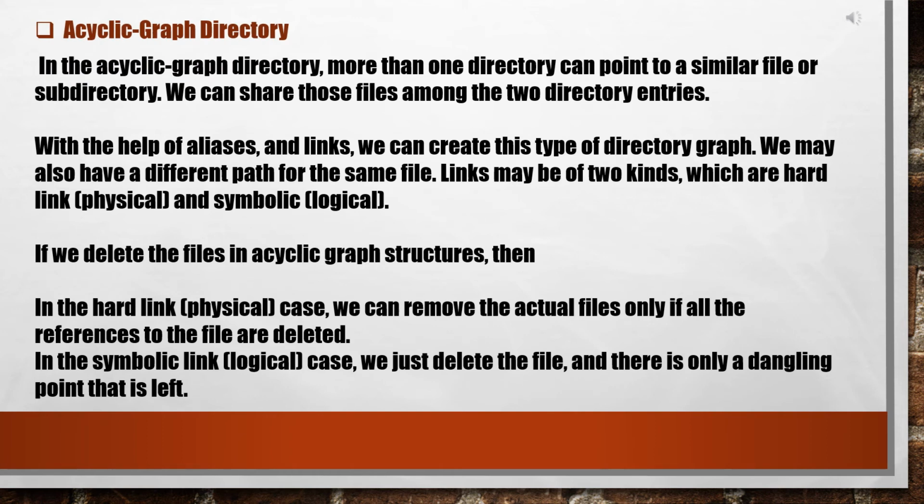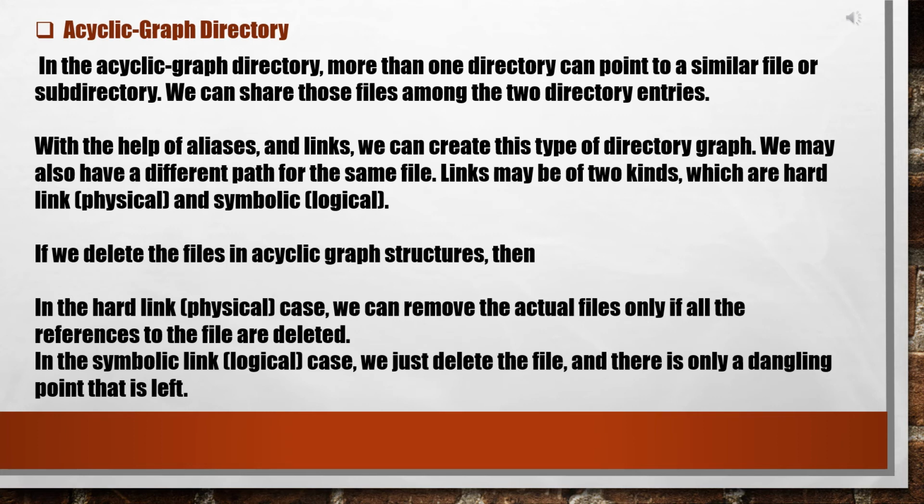The next one is the acyclic graph directory. In the acyclic graph directory, more than one directory can point to a similar file or subdirectory. We can share those files among the two directory entries. With the help of aliases and links, we can create this type of directory graph. We may also have a different path for the same file.